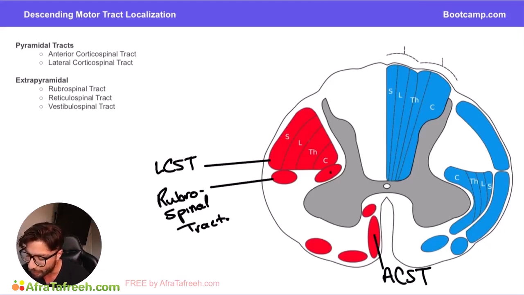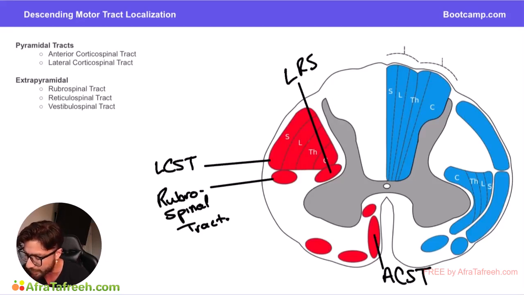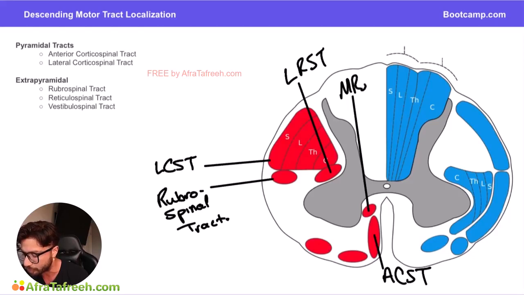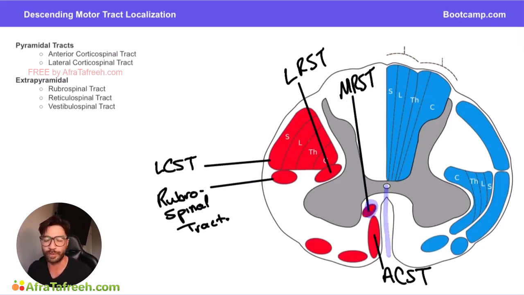reticulospinal tract. So lateral reticulospinal tract. And then we also have our medial reticulospinal tract. So we have the lateral reticulospinal found on the lateral aspect in the lateral column. And then our medial reticulospinal, this is actually going to be found in the anterior column, but it's more towards the midline. So it's referred to as the medial.